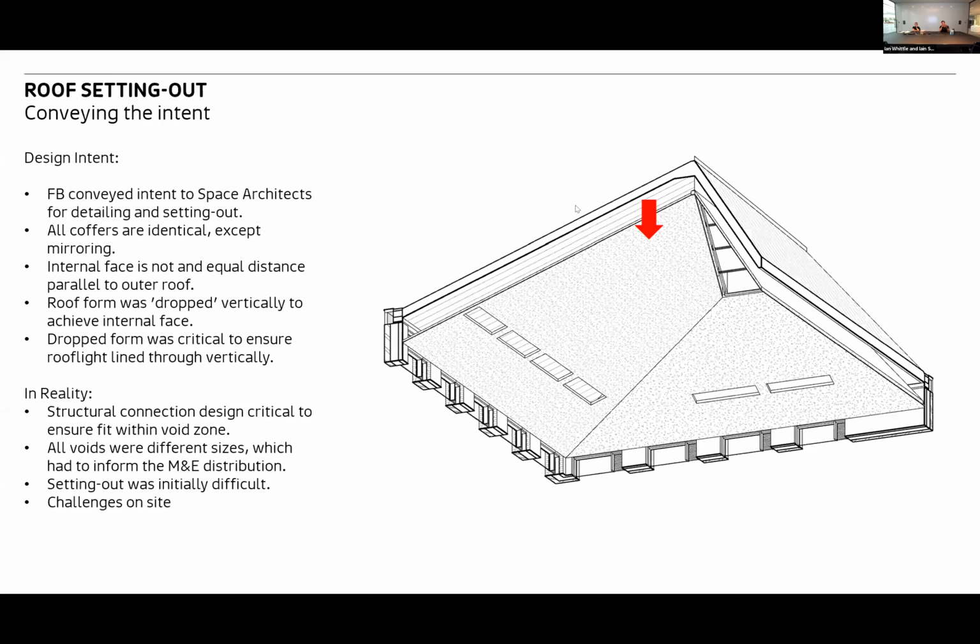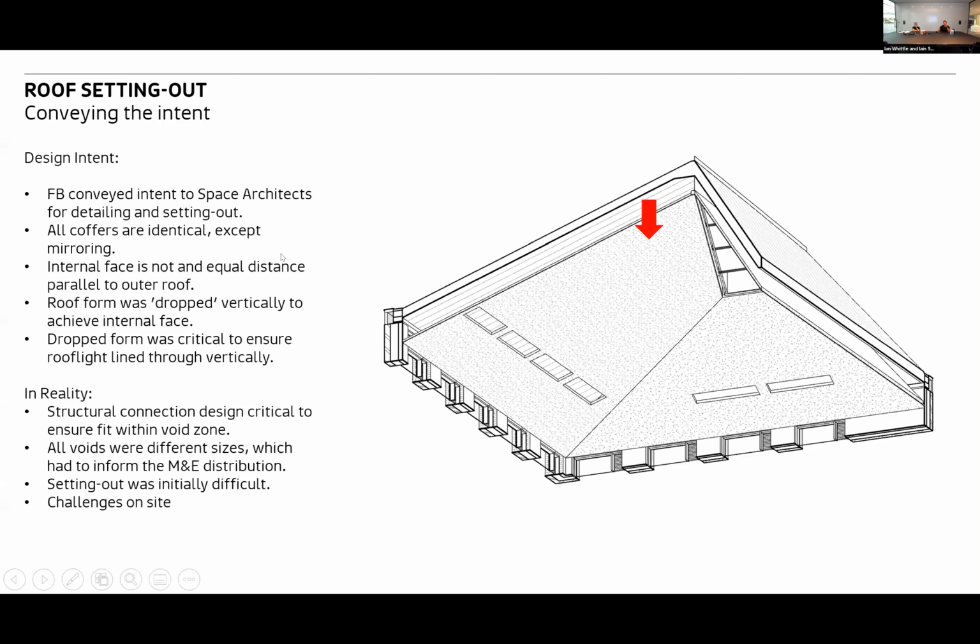The reason for this was, as Ian mentioned before, because we had this space below with the furniture, to get everything to line through, the roof light, the hole in the coffer, and then the furniture below, it couldn't simply be paralleled in. So that's why everything had to drop down vertically to achieve this internal face on each coffer. Now, each coffer is identical, other than it gets mirrored. So once you've got the setting out and the detailing for one sorted, theoretically, it runs through the rest of the building.